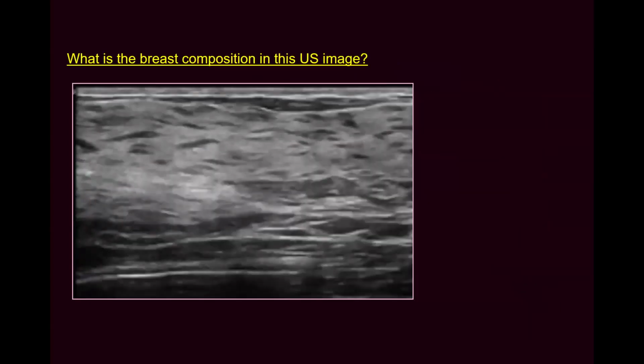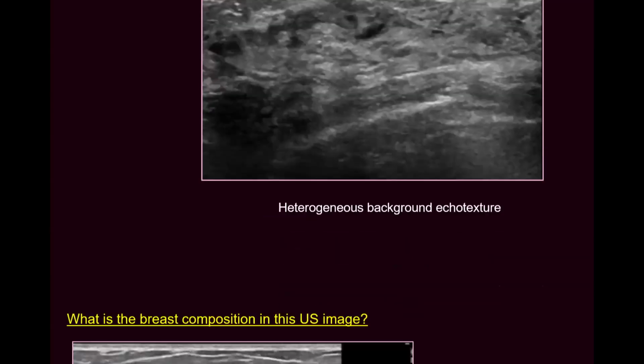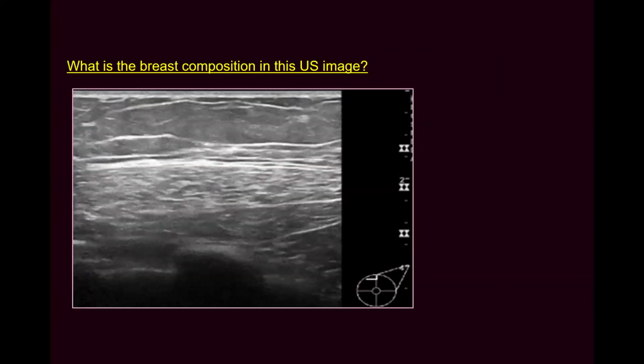Okay, what is the breast composition in this ultrasound image? Quickly, please. Homogeneous background echotexture, fibroglandular. Excellent. And this? Let us take some examples for revision. Homogeneous background echotexture, fibroglandular. Is it heterogeneous? No. We have a patchy area of hypo intermixed with hyper, which makes it a little bit heterogeneous. What about this one? Homogeneous background echotexture, fatty. Excellent, fatty.